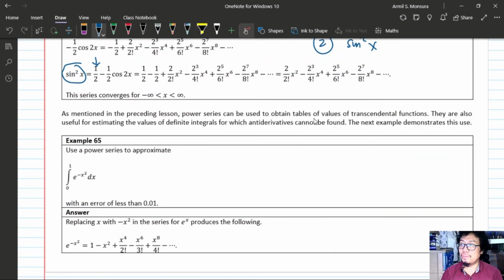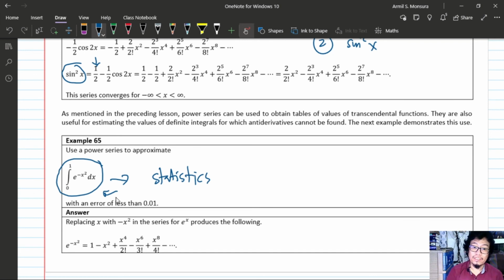Power series can also be used to obtain tables of values of transcendental functions, especially if you cannot really evaluate that transcendental function by hand or by analytic means. For example, this integral is actually one of the most used integrals in statistics. This is one of the most used integrals that you can encounter. And before, your calculators could not perform calculations or approximations for this integral.